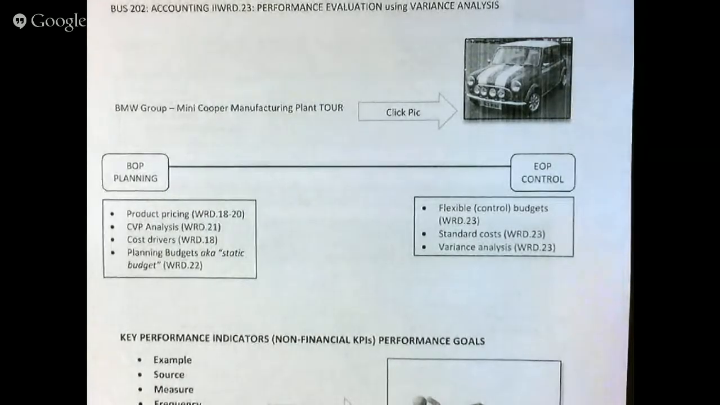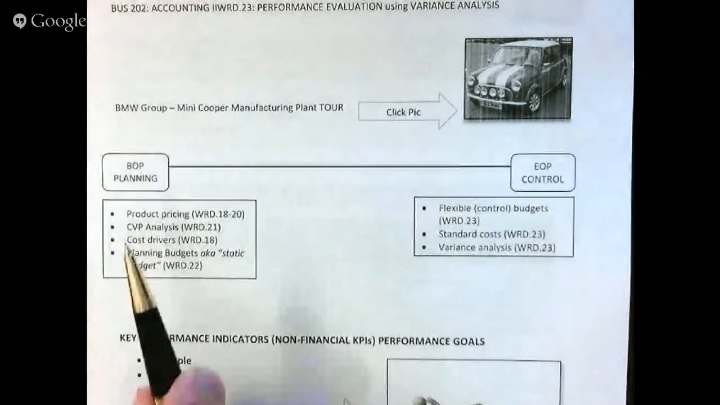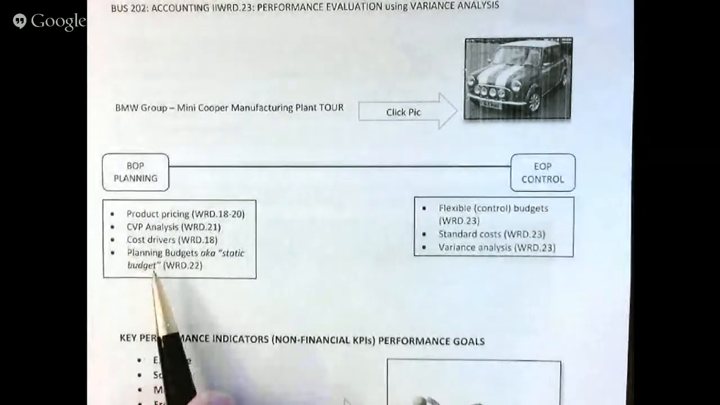Okay, so what are we doing in this particular chapter? We are shifting gears a little bit from what we had done in the previous chapter. What we're doing right now is working at the end of the period rather than, as we had before, at the beginning of the period. So let's just take a look at where we've been and what we're going to do now.